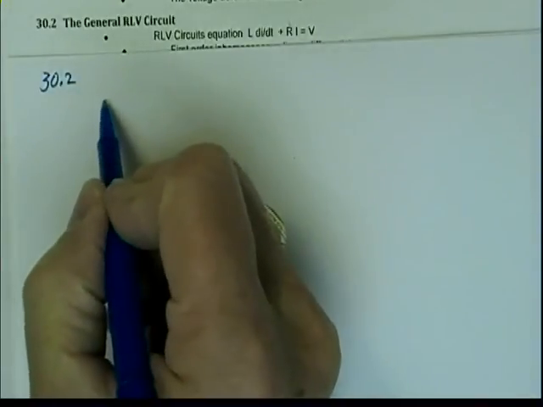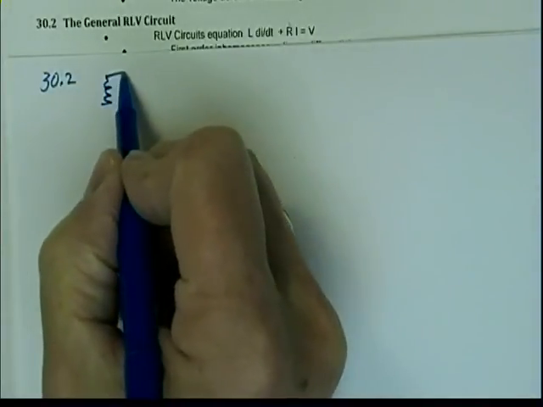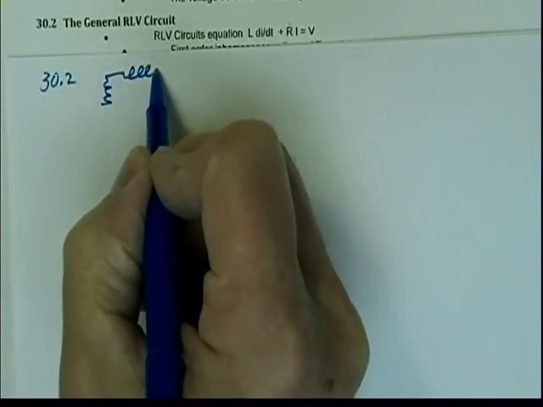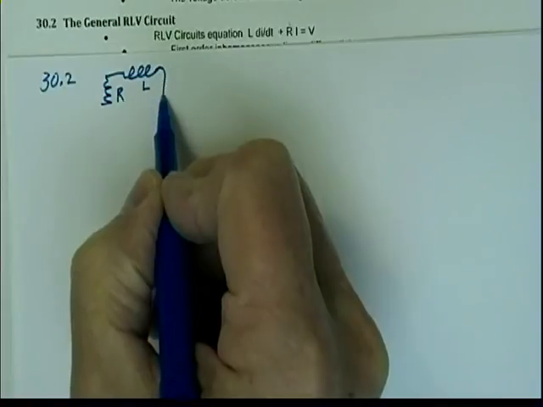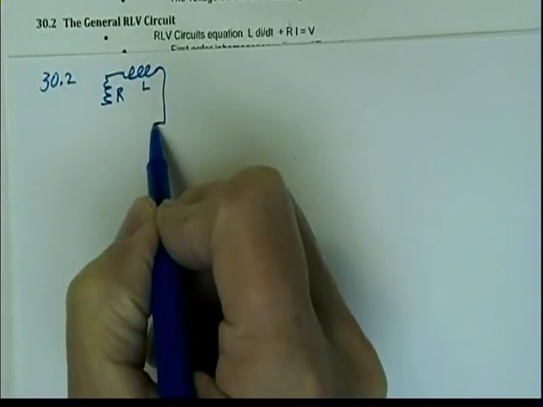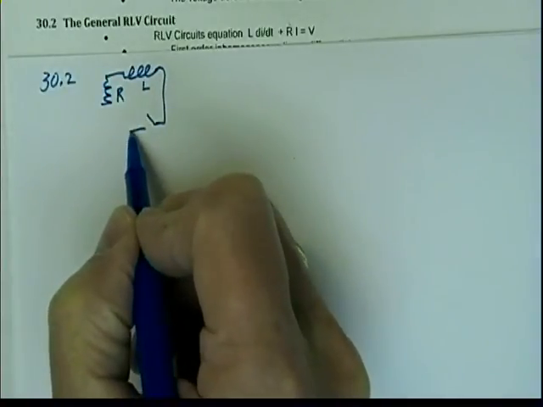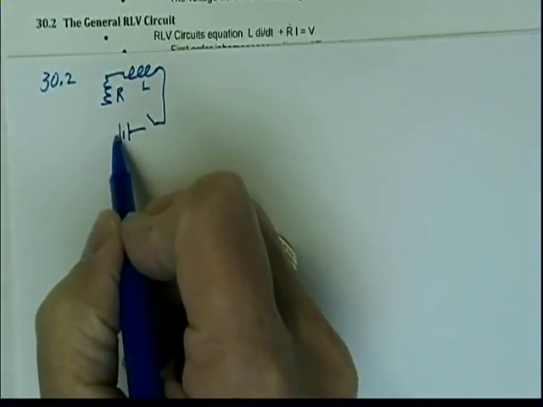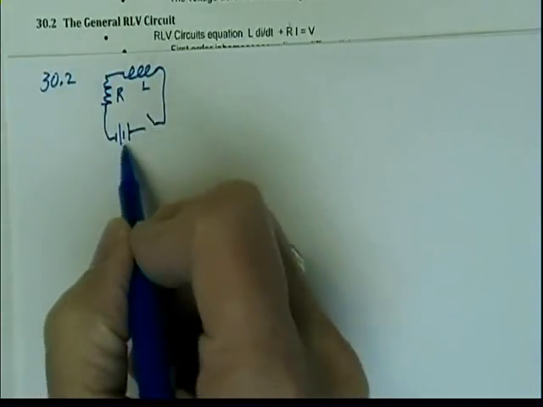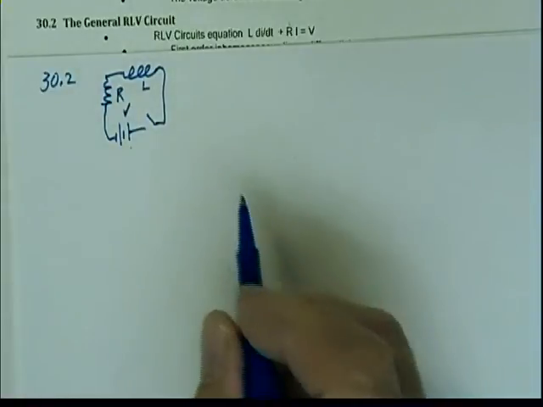And the circuit is going to have a resistor, an inductor. This is going to be a resistor. This is going to be an inductor L. We come around here. We'll have a switch that we can turn on and turn off. Then it will have a voltage. Let's represent that by a battery. So here's our voltage V.